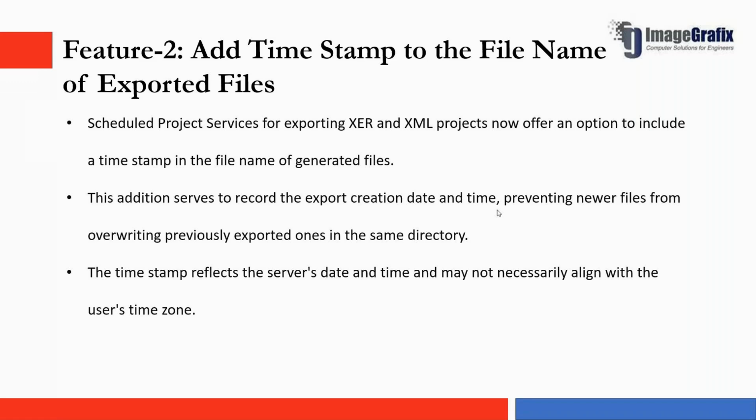Now there is an option to include the timestamp in the file name of a generated file. So then it prevents the overwrite. For example, if we are exporting the same project a number of times, in the same folder it will overwrite the earlier one. But now as the timestamp is included here, it will not overwrite. And even for the sender and receiver, it will be easily identified on which particular date this project is exported. Like that we can use this option.